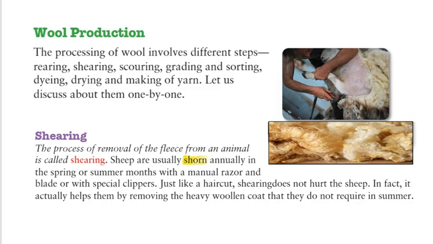So the processing involves different steps, and you have already written all the steps also. So all the steps are like shearing, scouring, grading, and sorting. These things we also study together. After that, we learn about the dyeing process. Then after dyeing, at last we'll learn about the making of the fabric. So these are all the different processes of wool, and let's discuss them one by one.